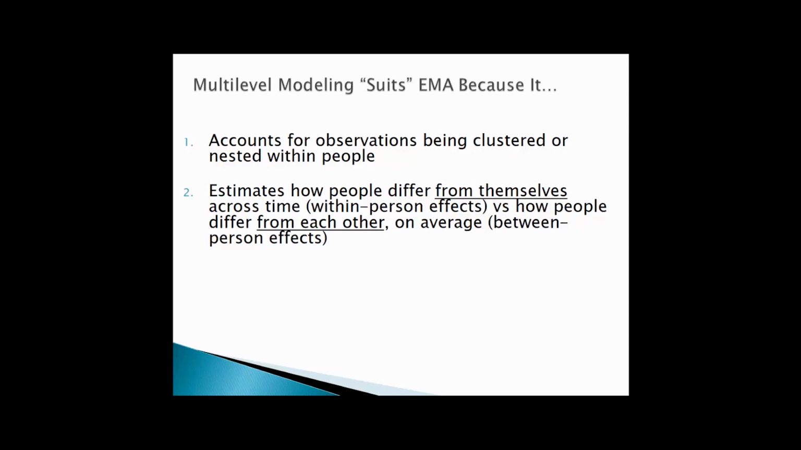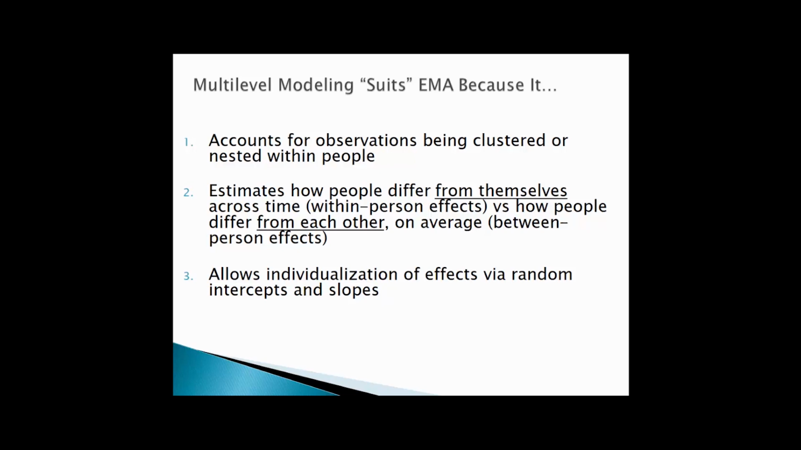Multi-level modeling allows us to estimate 2 types of relationships. We can ask how people differ from themselves across time, from moment to moment. Those are things that I'd call within-person effects, as well as how people differ from each other on average. And those we'd refer to as between-person effects.